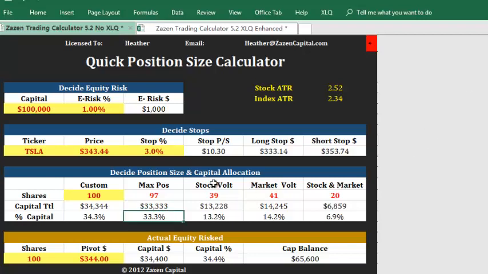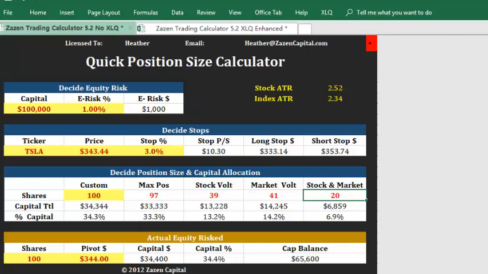This column addresses stock volatility, and then market volatility, and then stock and market volatility. So you can see that while you might get 97 shares when you don't account for volatility, when you do account for it, your position size will be smaller.